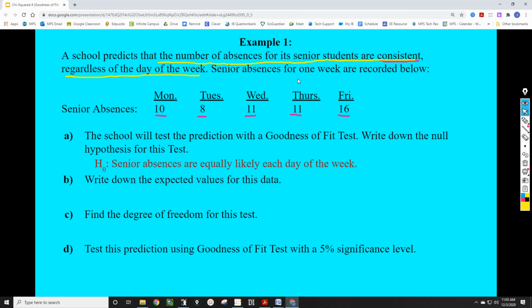It didn't ask for it, but our alternative hypothesis, H sub 1, would state that senior absences are not equally likely each day of the week. So just by adding that word not, we can turn it into our alternative hypothesis.